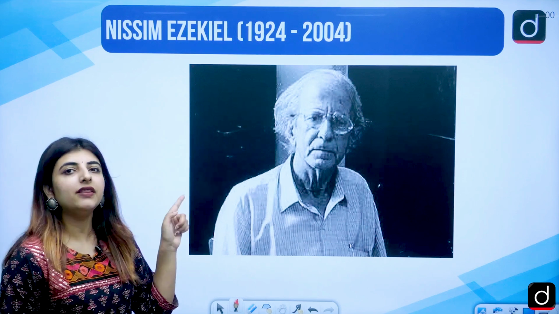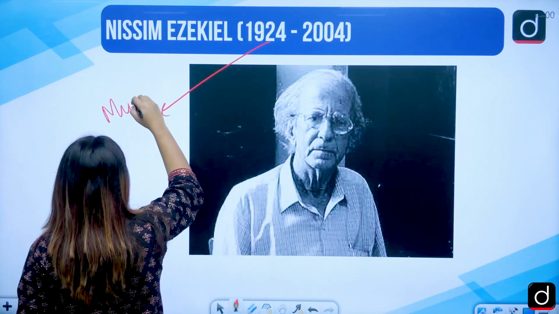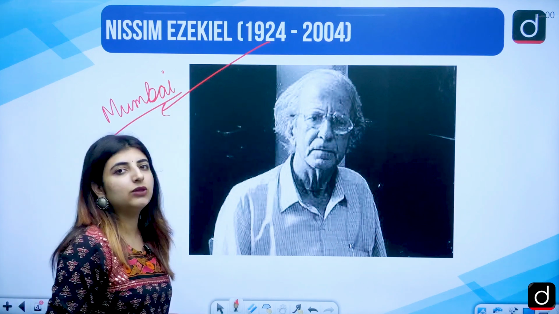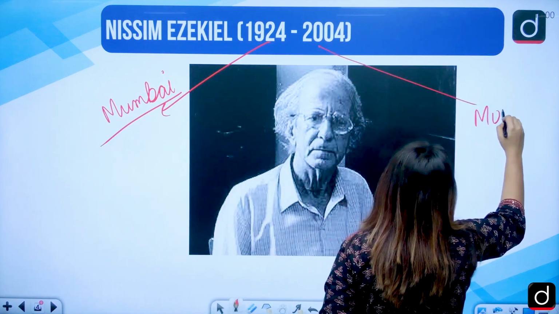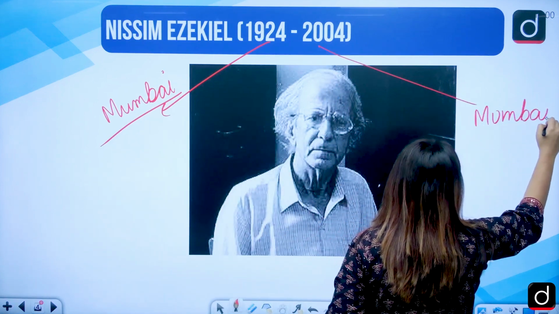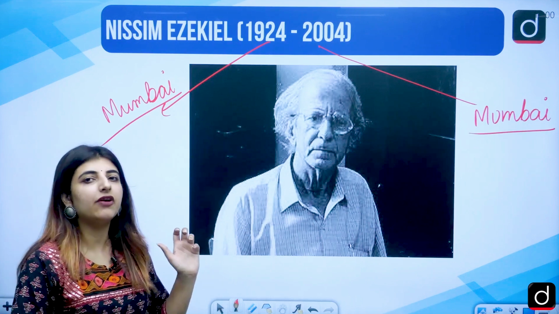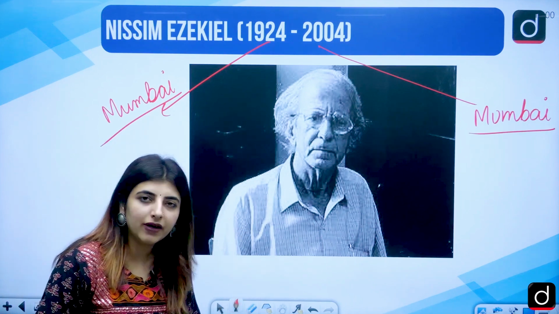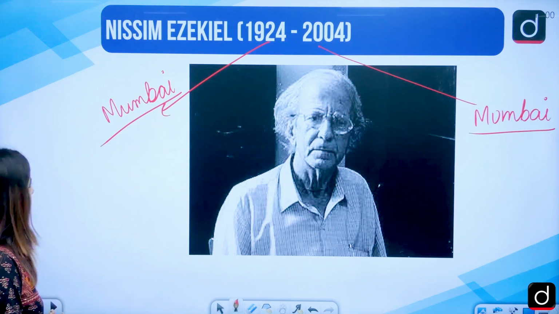So he was born in the year 1924 in Mumbai, and he also passed away in the year 2004 in Mumbai as well. So this is one thing which I wanted you all to know, right? Biographical details are really important at times, because just to make the questions complex for students, the examiner can ask such things. Right?